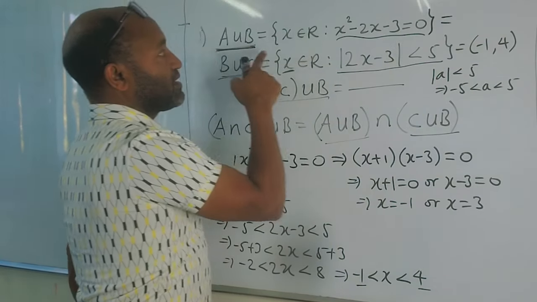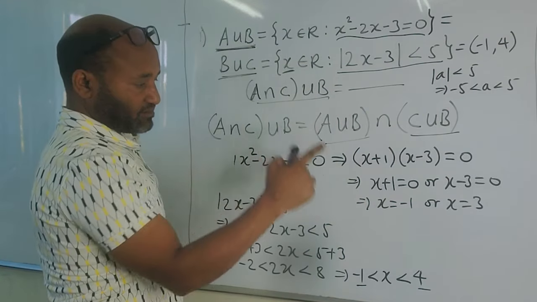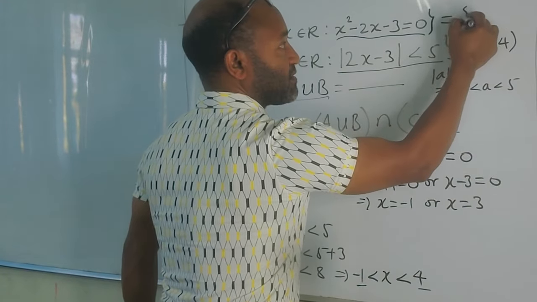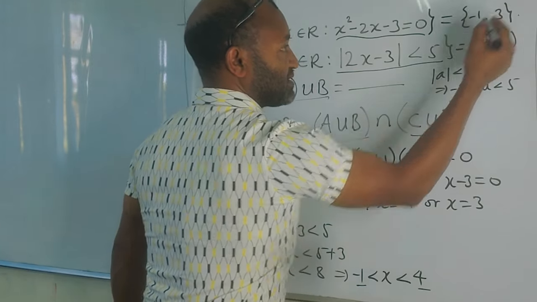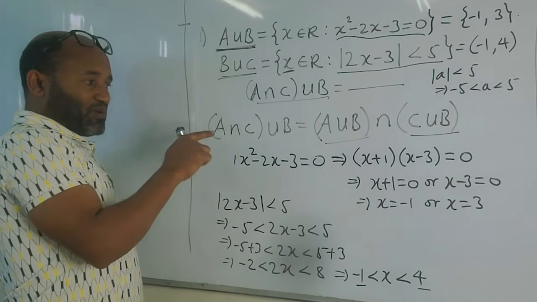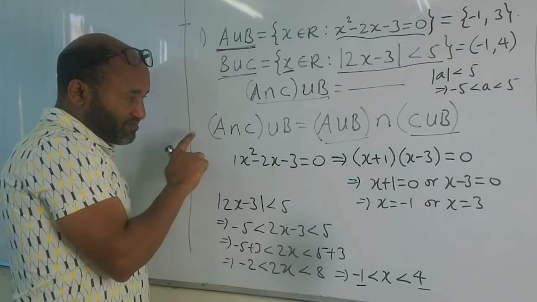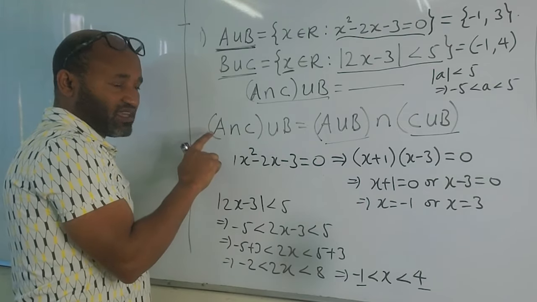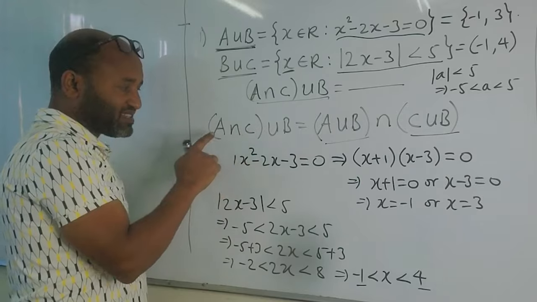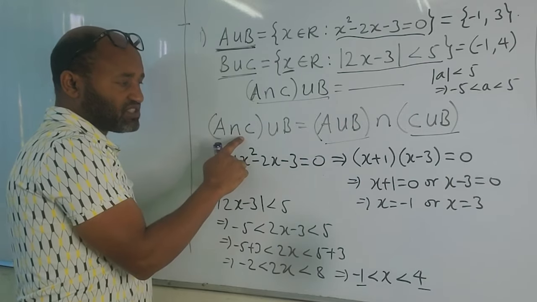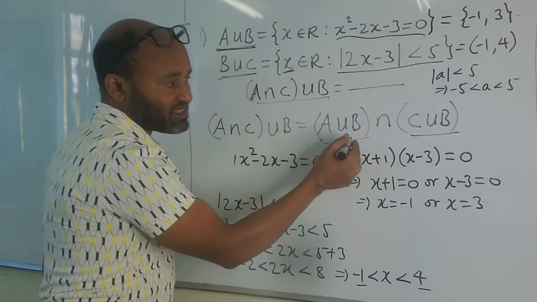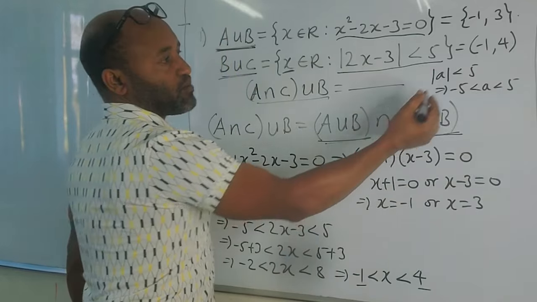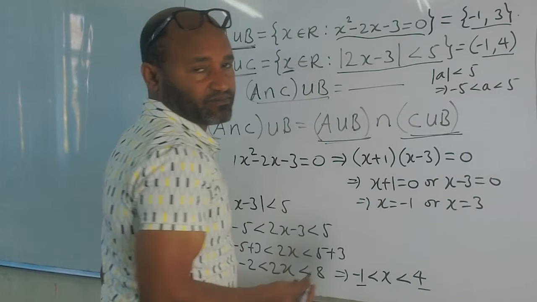And A union B, minus 1 and 3. Minus 1 and 3. What's our claim? Our claim is to find the elements of the set A intersection C union B. That's the intersection of these two sets. Now what's the intersection between these two sets?